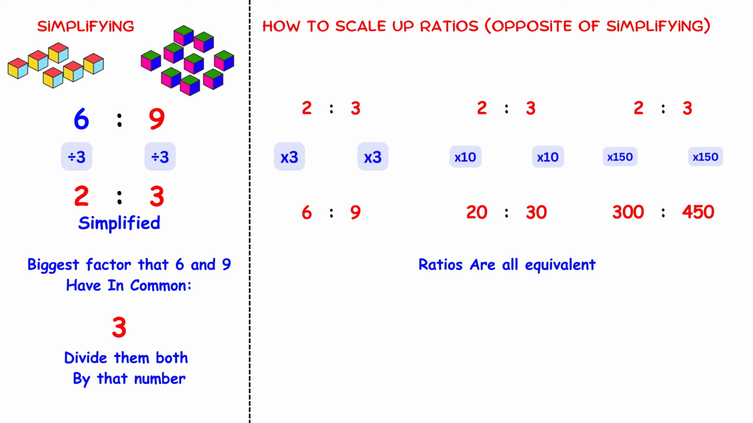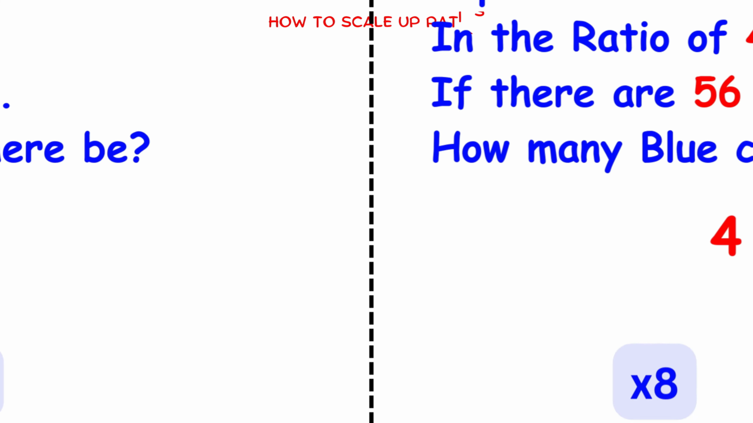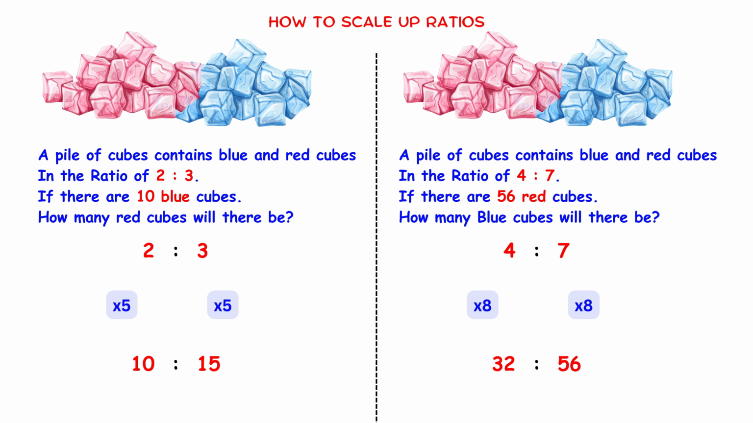The critical point to keep in mind is that all of these scaled ratios are considered equivalent. This means that 20 to 30, 2 to 3, and 300 to 450 all express the same proportional relationship. In exams, a common question format involves providing you with only one of the scaled-up quantities and asking you to determine the other. For example, suppose we are told that a pile of cubes consists of blue and red cubes in the ratio of 2 to 3.